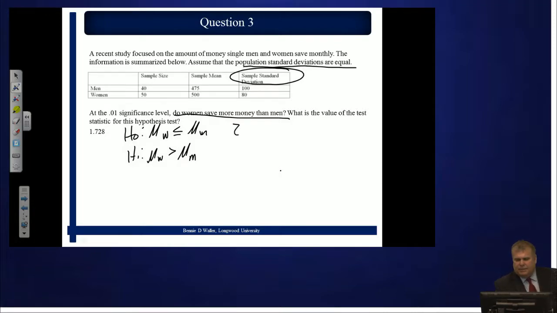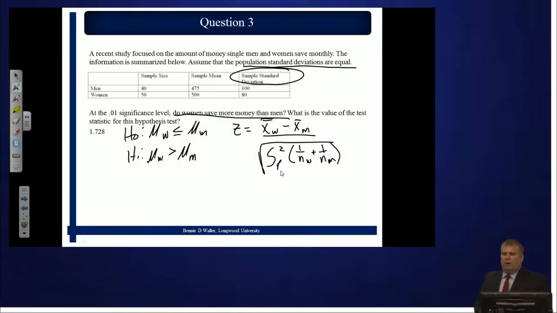Here, our test statistic is going to be Z. X1, let's see, women is bigger, so I'm going to say X bar women minus X bar men, which is the difference between the two. And now we're going to have the pooled variance times 1 over the sample size of women plus 1 over the sample size of men. It doesn't really matter whether you do 1 over one or 1 over the other first.